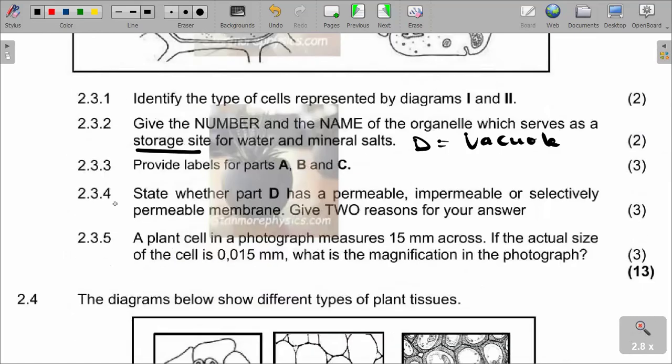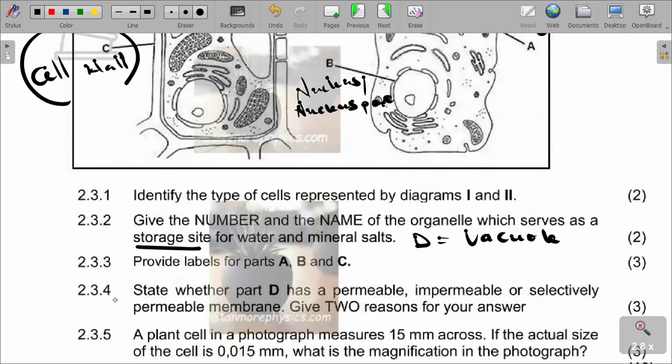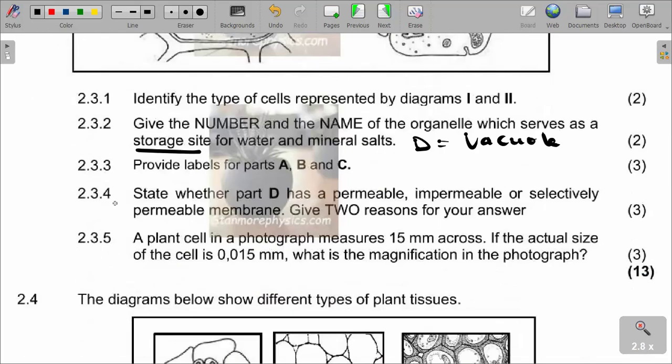And then state whether part D is a permeable, impermeable, or selectively permeable membrane. Give 2 reasons for your answer. Part D, which is the vacuole. The vacuole is actually a selective membrane. It actually is called semi-permeable. In other terms, it's called semi-permeable. So it is actually part D. It is selectively permeable.